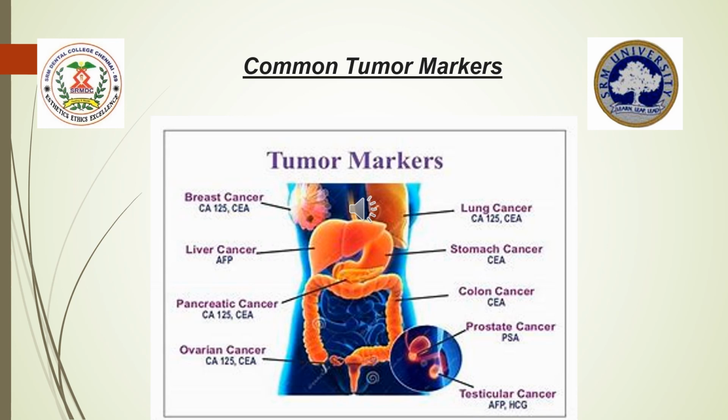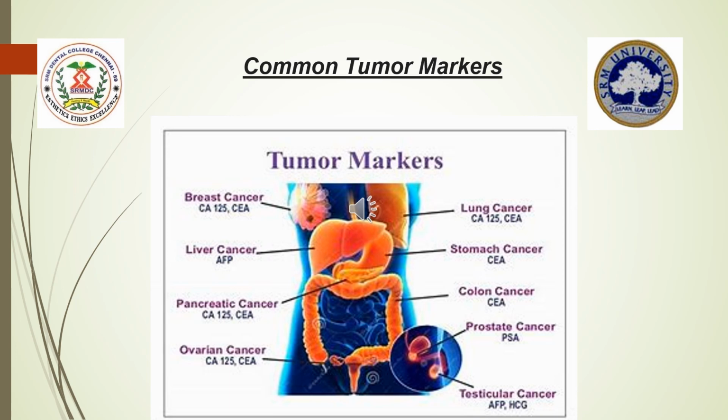Next, coming to CEA, that is carcinoembryonic antigen. This is a glycoprotein which is associated with colorectal cancer, but it is also present in other types of cancer, for example, lung cancer, skeletal metastasis, and breast cancer. Not only in cancer, but certain non-cancerous conditions like liver diseases, chronic kidney disease, pancreatitis, and smoking can also raise it.